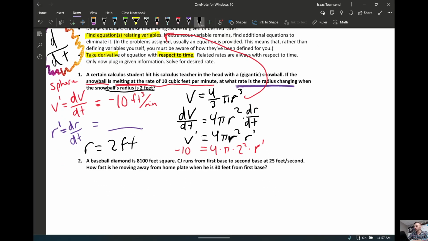So now we are on to algebra. I could multiply these. 4 times 4 would be 16, times pi would be 16 pi. Divide both sides by 16 pi. And then we could reduce this to maybe be negative 5 over 8 pi. And then sometimes we need to keep up with the units. So what kind of units do you think r prime might be?